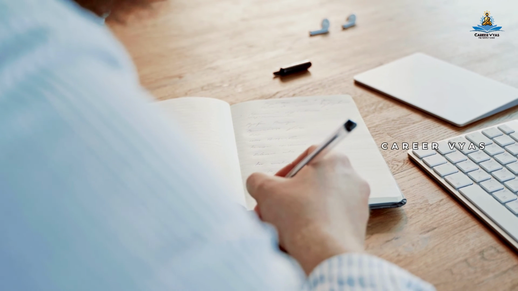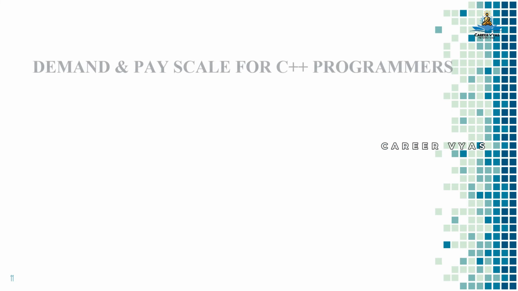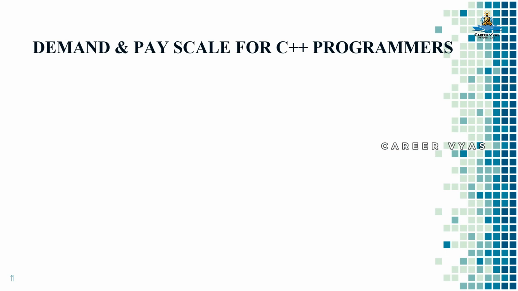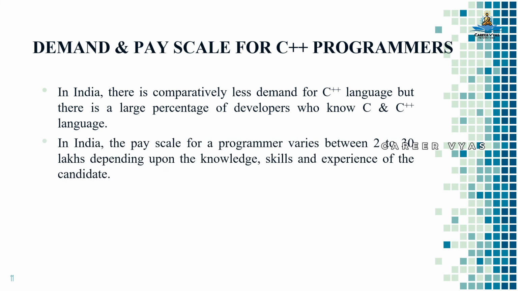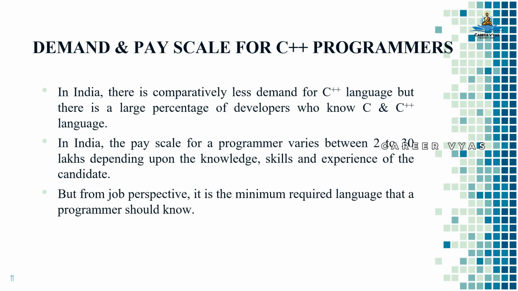Our today's video would be incomplete if we don't discuss the demand and pay scale for C++ programmers. Like at the end, we have to judge, is it right for us to learn the C++ language? So in India, there is comparatively less demand for C++ language, but there is a large percentage of developers who know C and C++ language. In India, the pay scale for a programmer varies between 2 to 30 lakhs depending upon the knowledge, skills, and experience of the candidates. But from the job perspective, it is the minimum required language that a programmer should know. So it is a prerequisite.